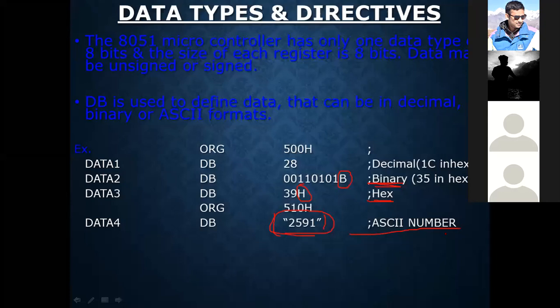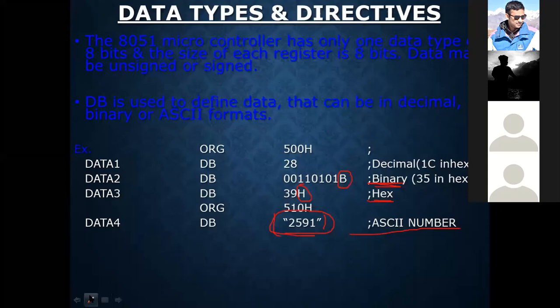Is that clear? So this is a very important thing while writing a program. During writing a program, this should be noted that you have to declare this particular number in a particular format among these. So you can load binary data, you can load decimal data, you can load hexadecimal data, and you can also load ASCII data, ASCII number. Clear?